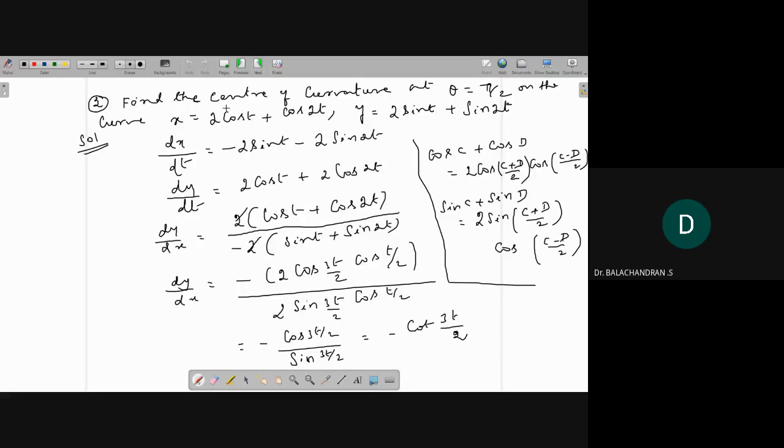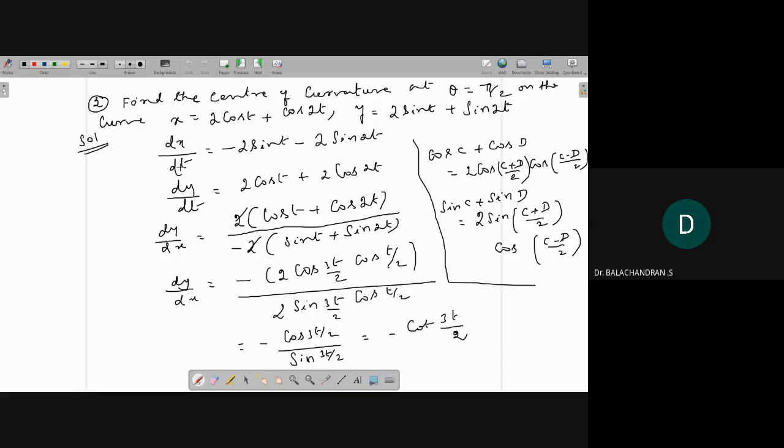So here, find the center of curvature. This is the last problem; in the next section I will go to evolute. Find the center of curvature at theta equal to pi by 2 on the curve x is equal to 2 cos t plus cos 2t and y equal to 2 sin t plus sin 2t. You can even try this problem. I will just give the outline, because this is again only a computation.